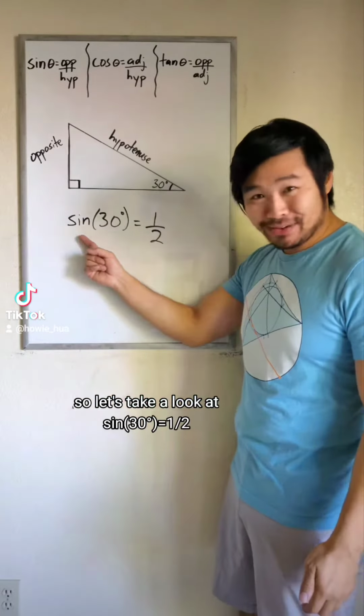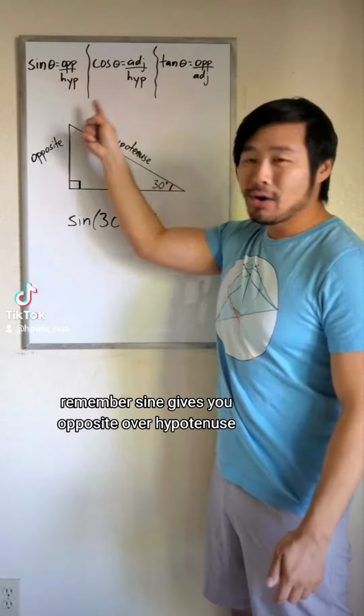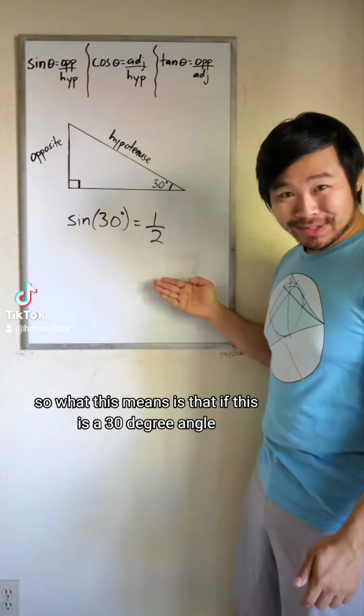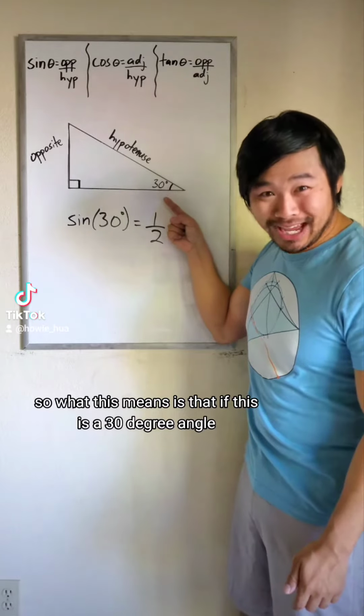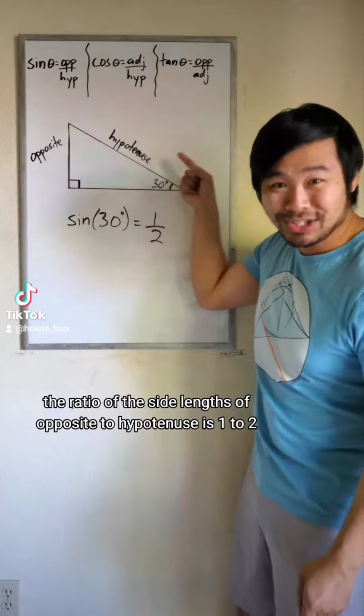So let's take a look at sine of 30 degrees equals 1/2. Remember, sine gives you opposite over hypotenuse. So what this means is that if this is a 30-degree angle, the ratio of the side lengths of opposite to hypotenuse is 1 to 2.